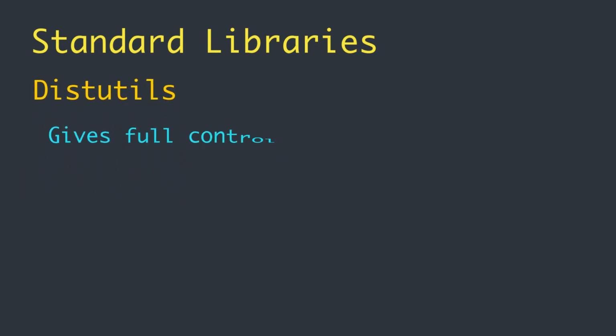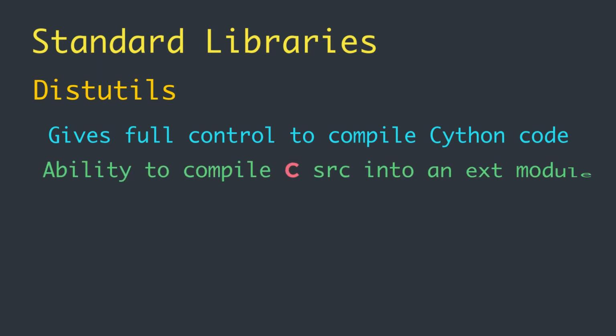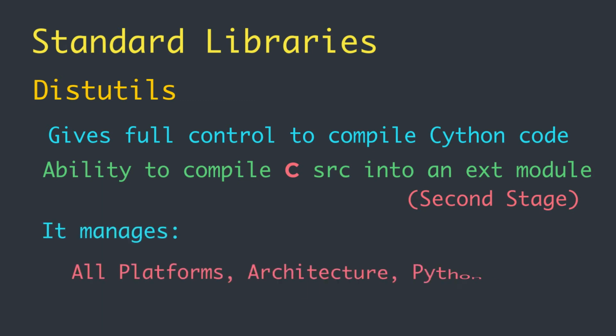Using Distutils to compile Cython code gives us full control over every step of the process. The Distutils package has many features of interest, with the ability to compile C source into an extension module, which is the second stage in the pipeline. It manages all platforms, architecture, and Python version details for us. So we can use one Distutils script and run it anywhere to generate our extension module.